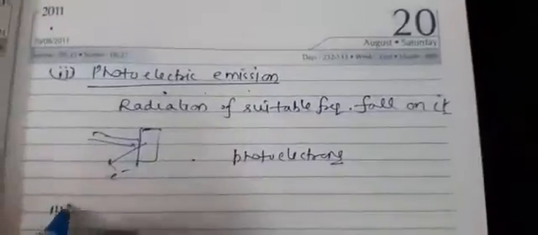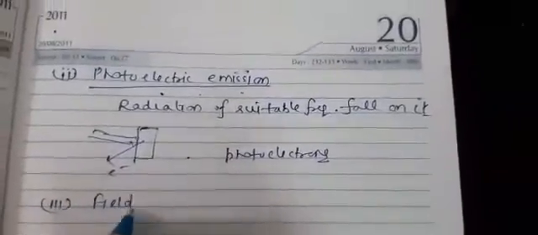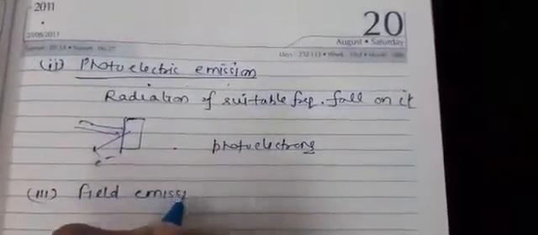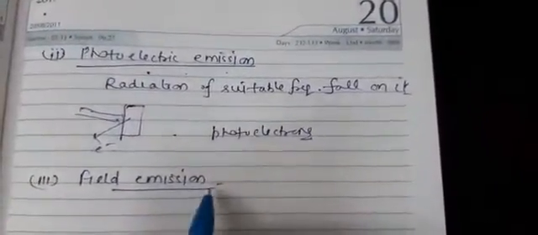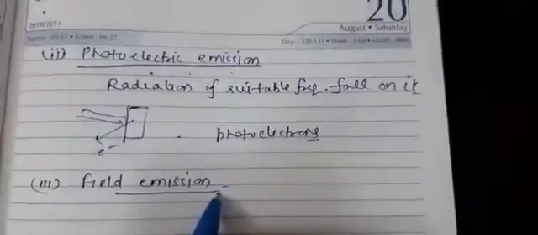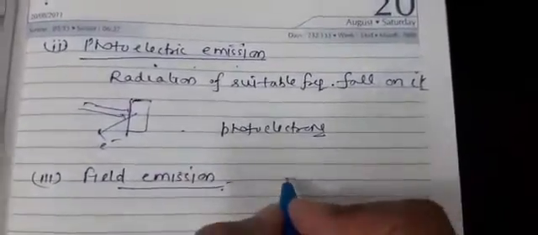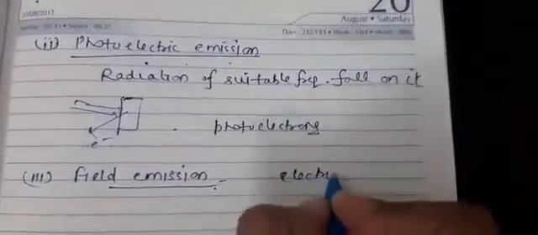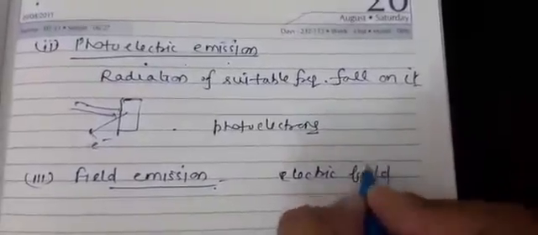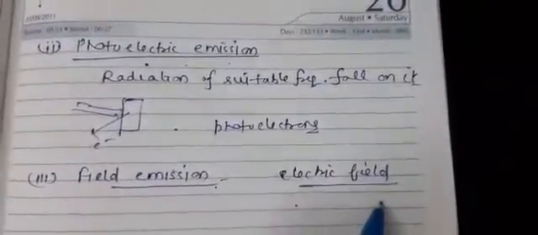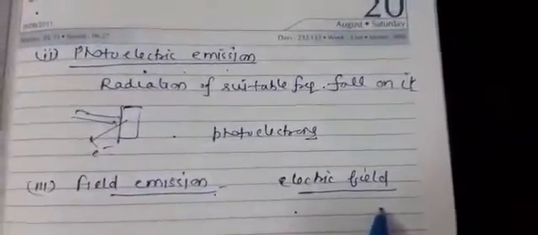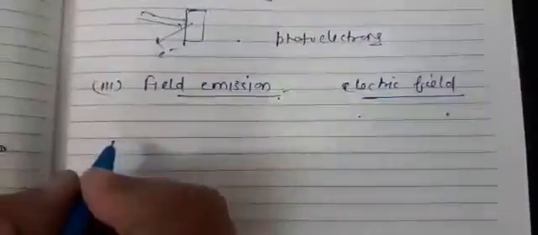Next is field emission. It is the phenomenon of emission of electrons from a metal surface when a strong electric field is applied. So when some electric field is applied to the metal surface, that leads to emission of electrons.